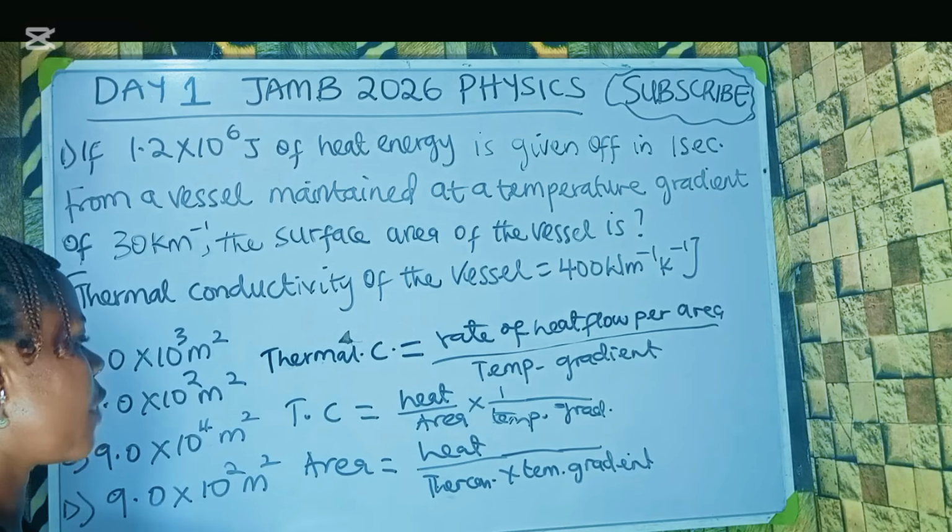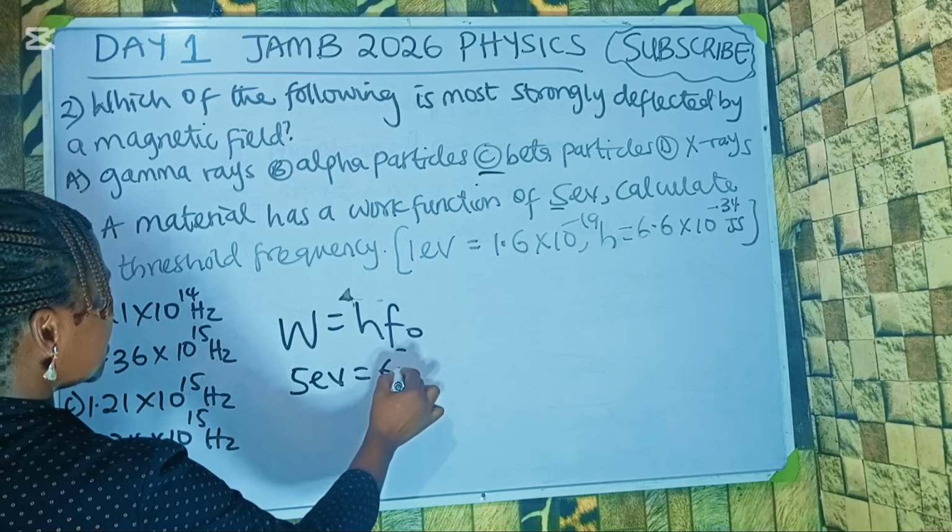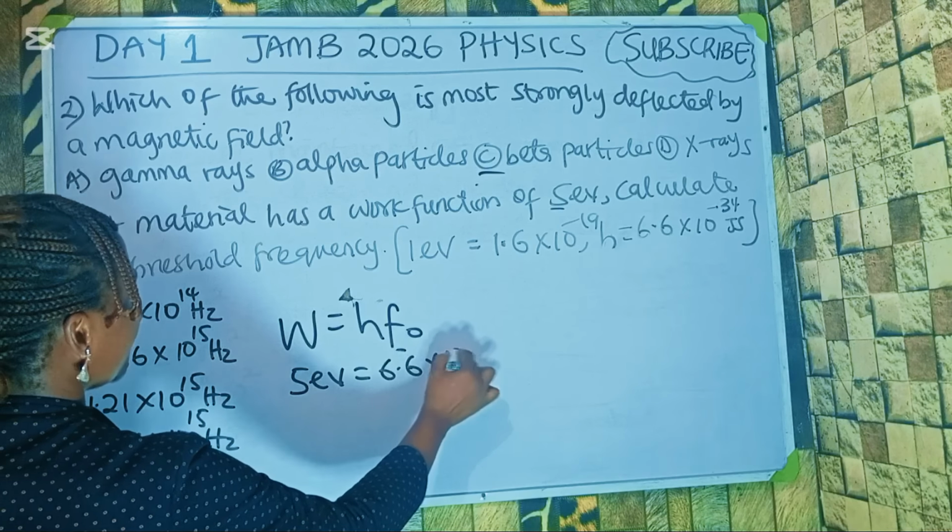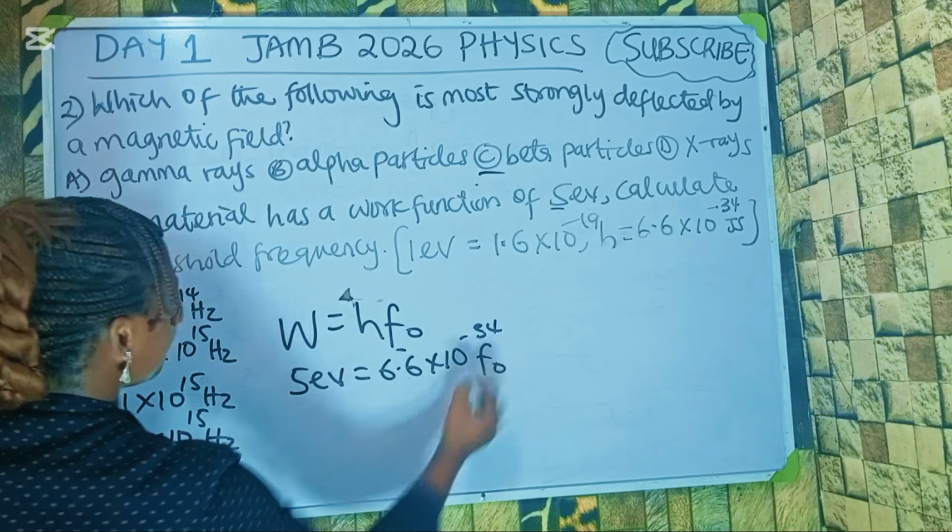Question 3. A material has a work function of 5 electron volts. Calculate its threshold frequency. You are given 1 electron volt to be 1.6 times 10 to the power of minus 19, and h equals 6.6 times 10 to the power of minus 34 joules second. Now the formula for work function, W, is equal to h f naught. We are looking for the threshold frequency, and from the question, the work function is 5 electron volts. So let's solve. 5 electron volts is equal to h, which is 6.6 times 10 to the power of minus 34, times f naught.